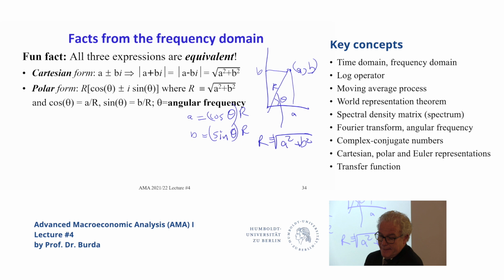A and B are the Cartesian numbers, and theta is the angular frequency. It's the frequency of interest. It's what we really care about. And you can see that if I tell you what R and theta are, you can tell me what A and B are, and vice versa. There's a unique representation. So that's why it's so cool, because Cartesian and polar are just different language describing the same thing.